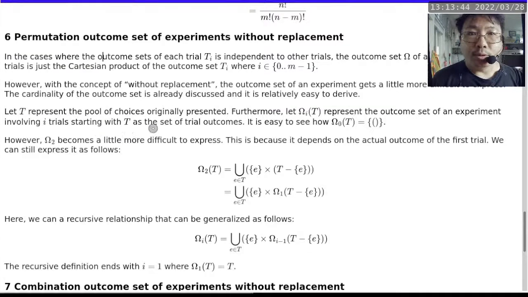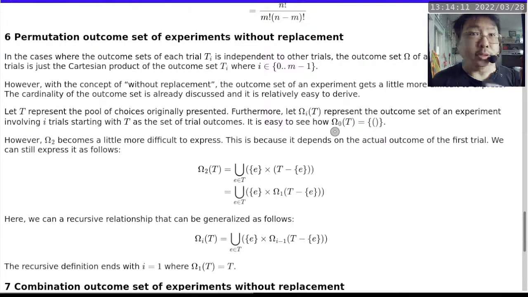So we'll use the notation omega I of t to represent the outcome set of an experiment involving I trials, starting with t as the initial set of trial outcomes. So now we want to look at the base case. This is the base case right here. It is in the form of omega 0 of t is the set of an empty tuple, okay?